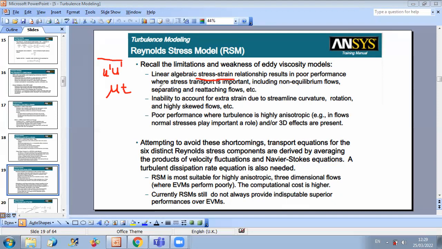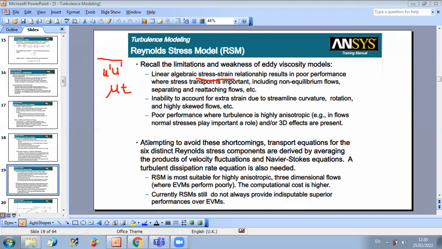So this model showed an inability to account for extra strain due to streamline curvature, rotational effect, and highly skewed flows. What we mean by this is highly inhomogeneous flows. Also, it presented poor performance where turbulence is highly anisotropic. So whenever we have a high anisotropy, then you should go to other models than the eddy viscosity model.